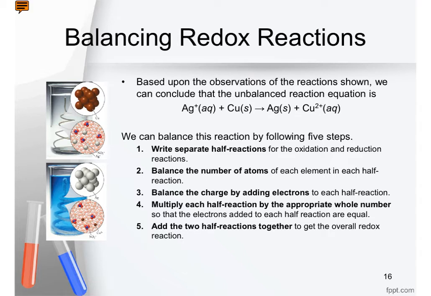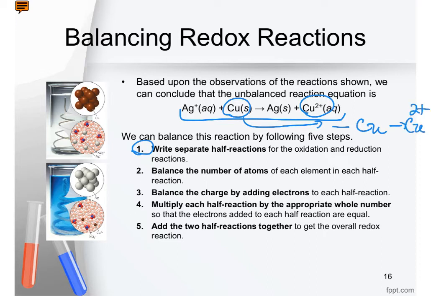The first part is probably the most important part. You want to break your overall chemical reaction into what we call half reactions. So we have an oxidation half reaction and a reduction half reaction. So real quick here, what's been oxidized and what's been reduced? Well, copper has been oxidized. It's lost electrons. So the oxidation half reaction would simply start out, at least the skeleton part of it, like this. And then the reduction half reaction would start out like this.